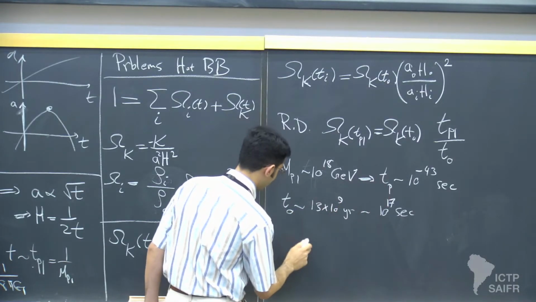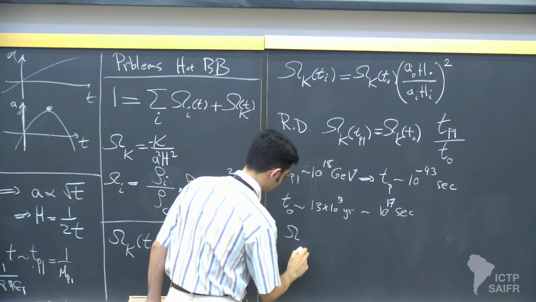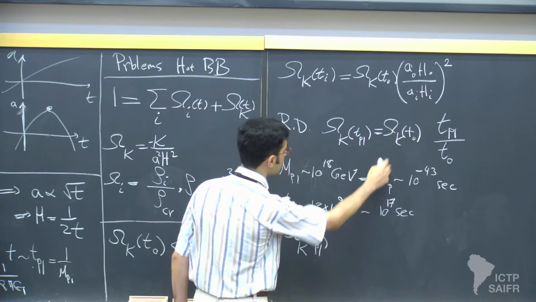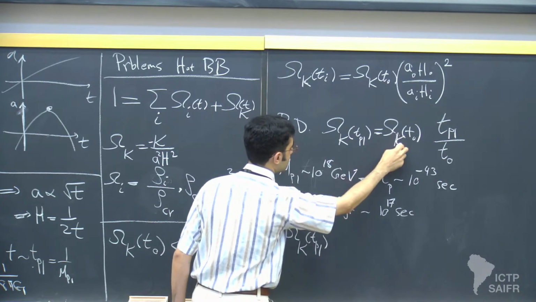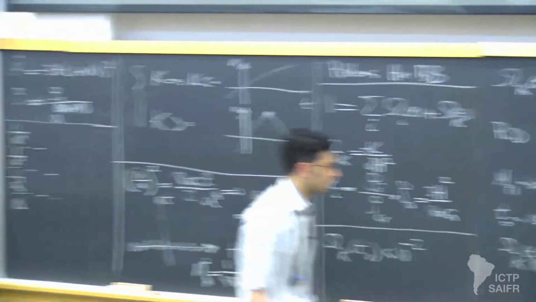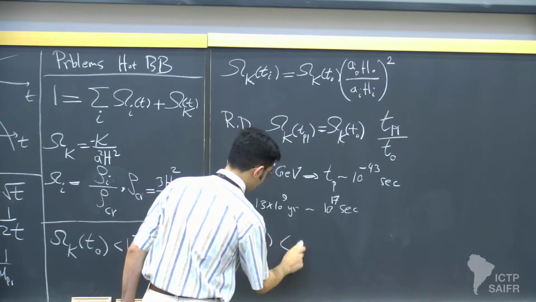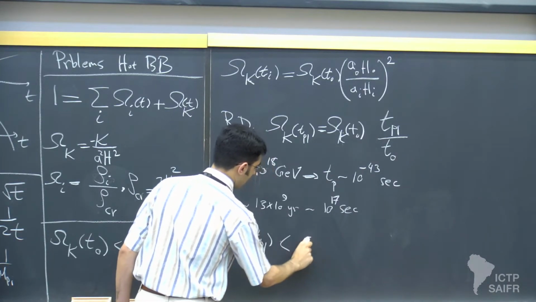So what is the ratio? Since we have Omega_k at t_0 less than 10 to the minus 2, we get that Omega_k at t Planck has to be less than 10 to the minus 62.